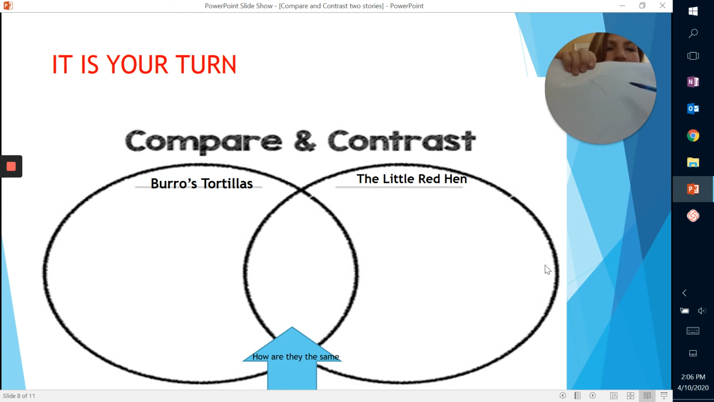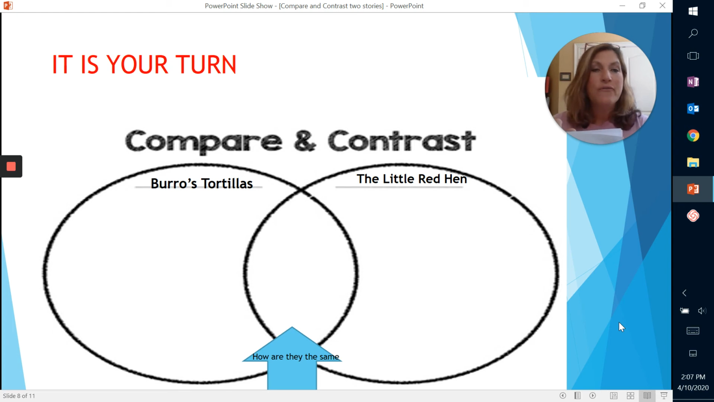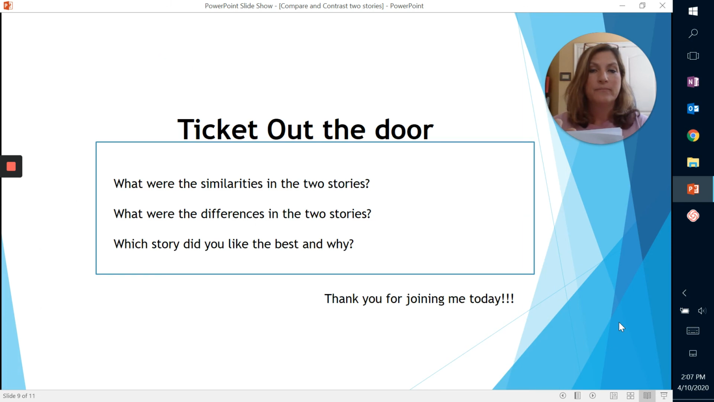Now you have the compare and contrast, and remember, what is the same, meaning compare, goes in the center, okay? All right, now let's check our work after you finish. So pause the video, fill out your Venn diagram, and then come back and let's check our work. All right, what are the similarities in the two stories? What are the differences in the two stories? Which story did you like the best? All right, let's go ahead and check our work.